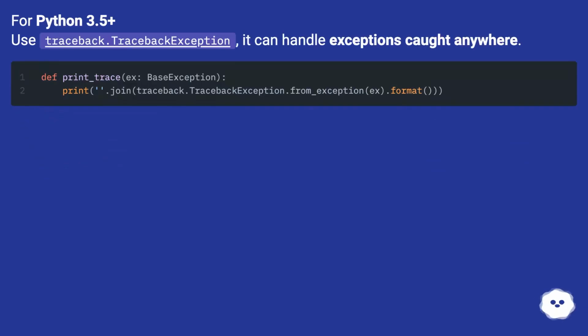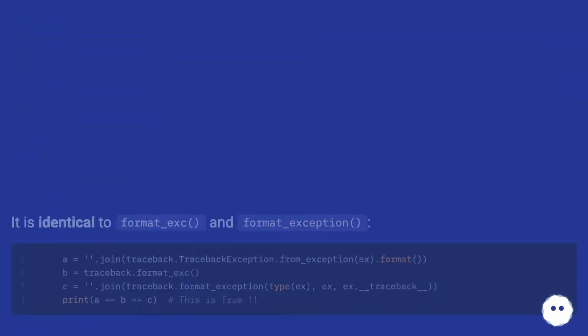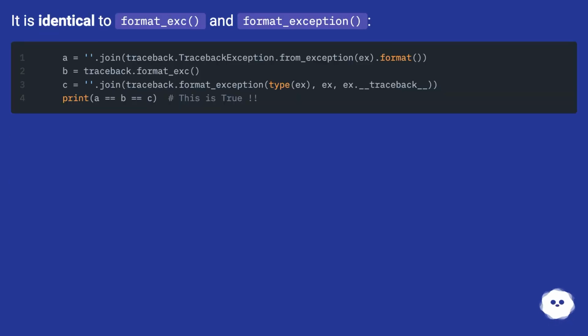For Python 3.5+, use traceback.TracebackException. It can handle exceptions caught anywhere. Example. Output. It is identical to format_except and format_exception.